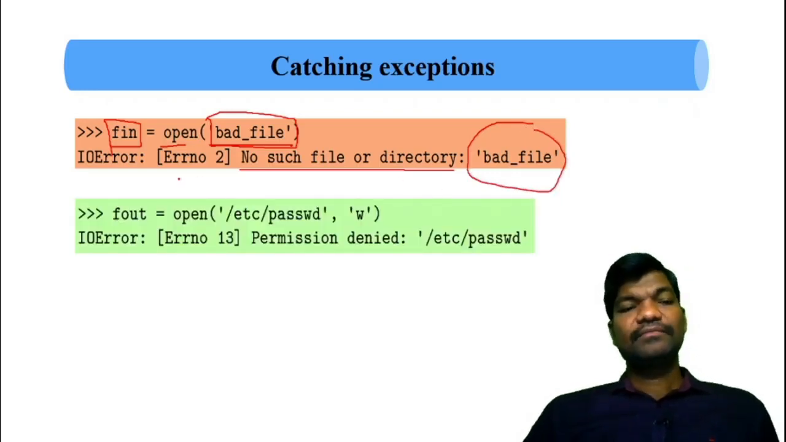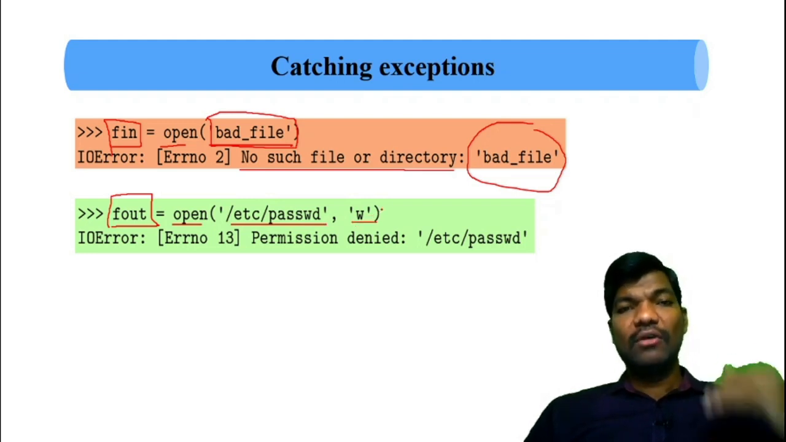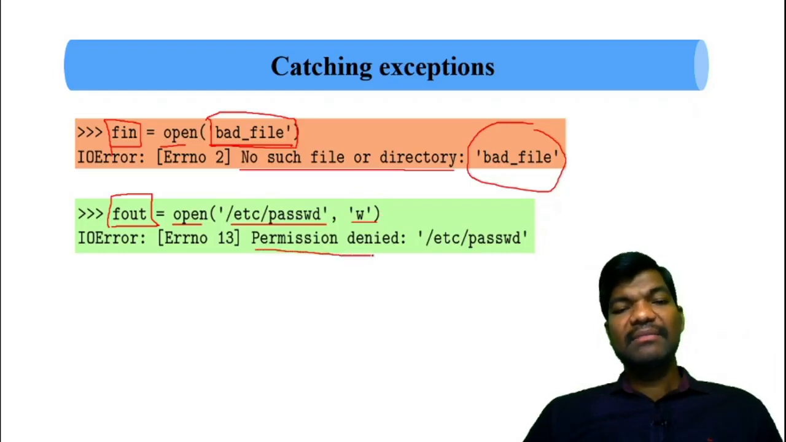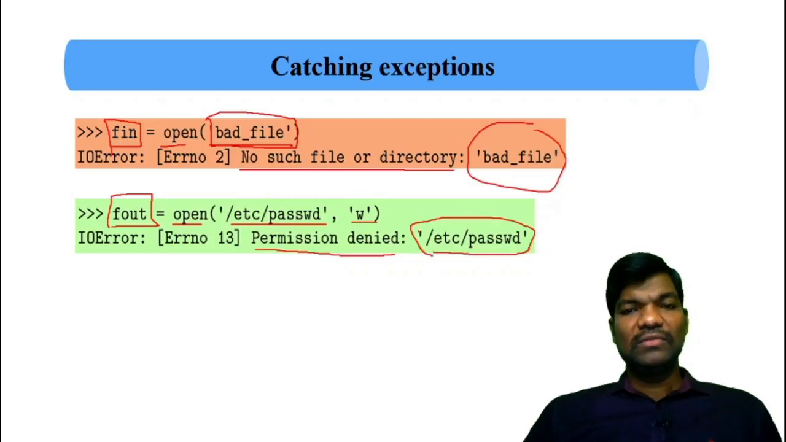Another one, you are writing a file: fout, open, some file path, writing method. So you are using the write operation. Here you will get an error like this: permission denied. Right? So for this file, permission is not given. Why? Some protection is there. It is only a read-only file like that. Right?